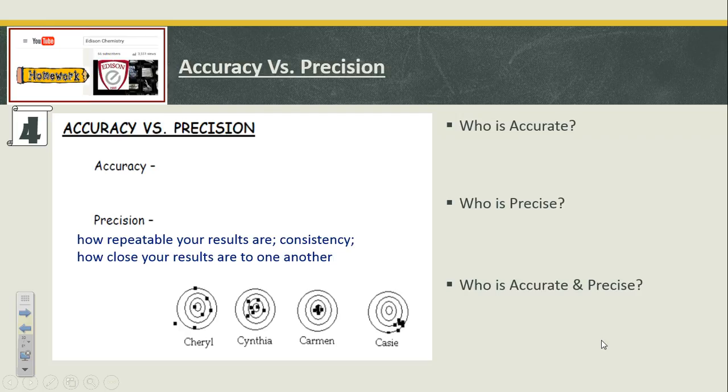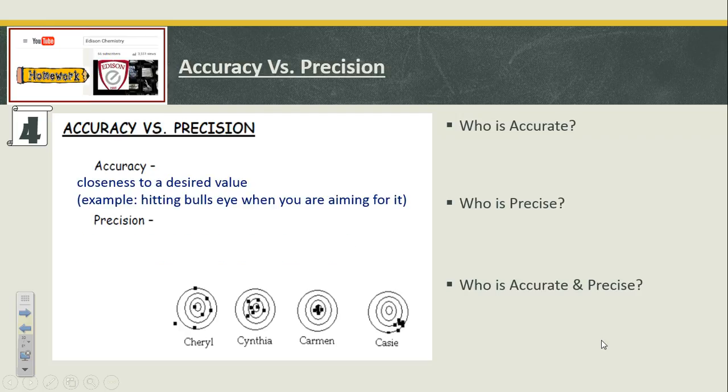Cynthia's pretty consistent and not so bad. Carmen looks like she's right on the money with the strike zone. And Cassie is consistent, but she needs some adjustment in order to be over the strike zone. So who's accurate, who's precise, and who is accurate and precise? I want you to try your hand at those, remembering that precision and accuracy are different things.